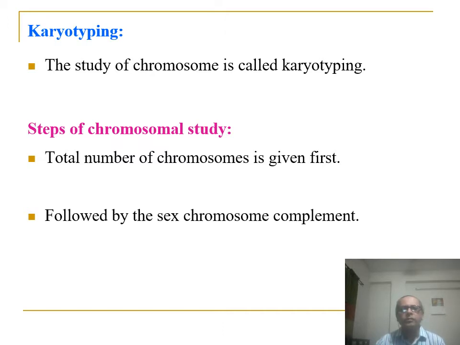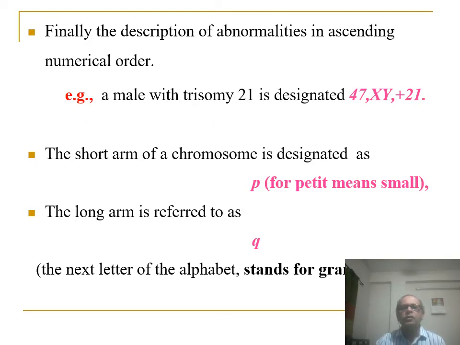What is karyotyping? This is the study of chromosomes. The steps of karyotyping are, at first, to see the total number of chromosomes, followed by the sex chromosome complement. Finally, the description of the abnormality in ascending numerical order. For example, a male with trisomy 21 is designated as 47,XY,+21. That is, this person has one extra chromosome, chromosome number 21.